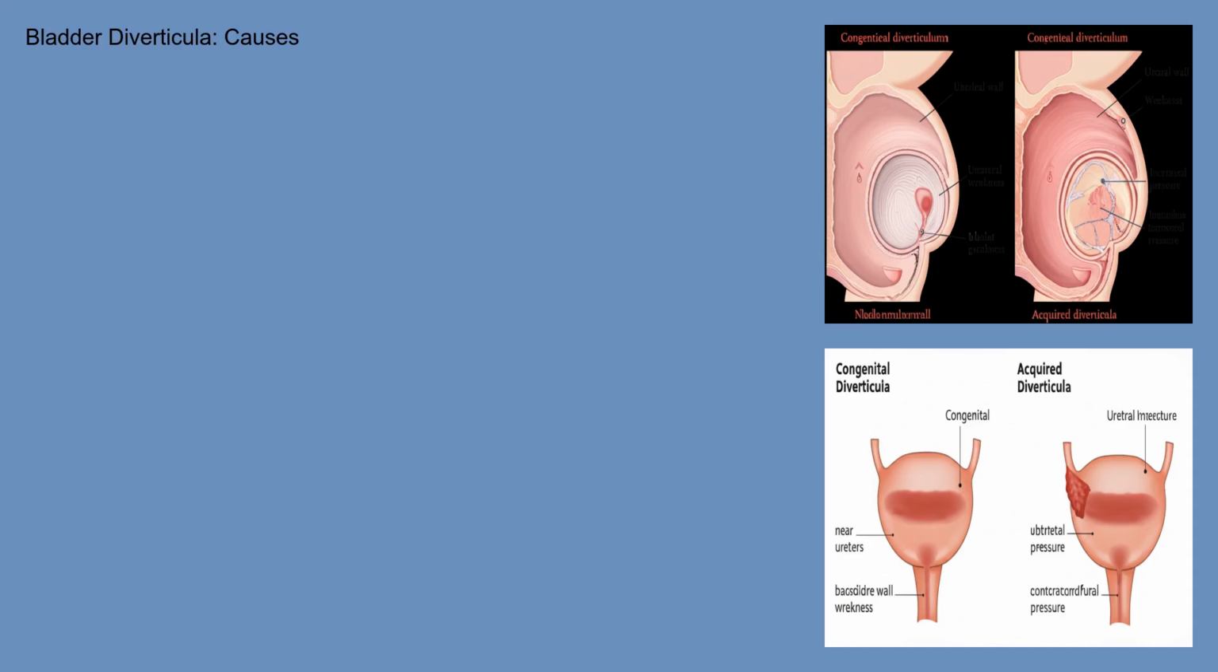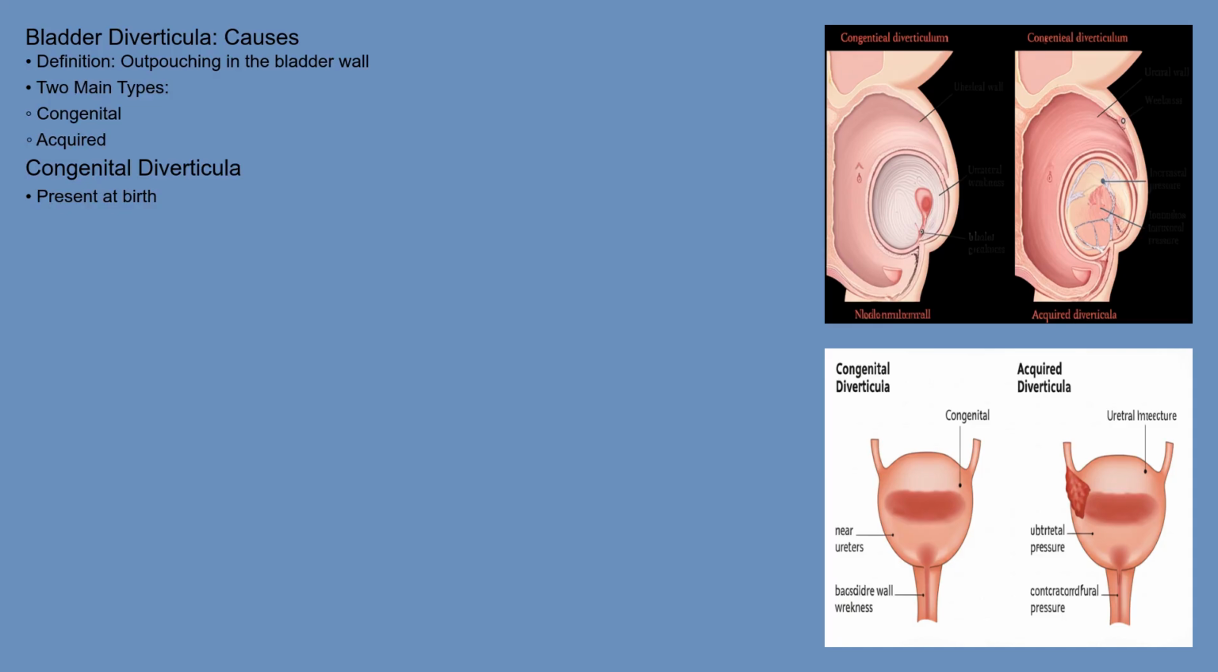So, what exactly causes a bladder diverticulum? In simple terms, it's an outpouching or a sac-like formation in the bladder wall. There are primarily two main types. Congenital diverticula are present at birth, often arising near the ureteral orifices, the points where the ureters connect to the bladder. These are usually due to a weakness in the bladder wall development.